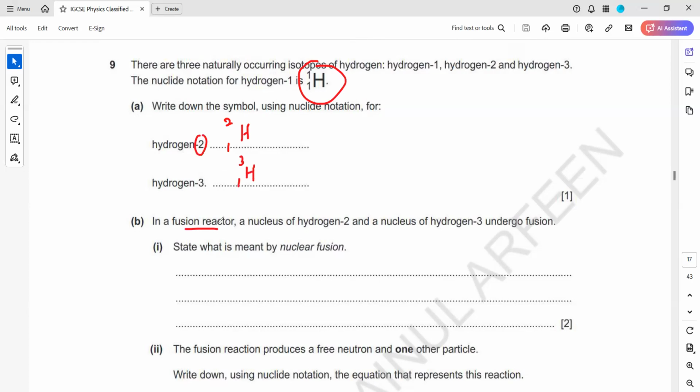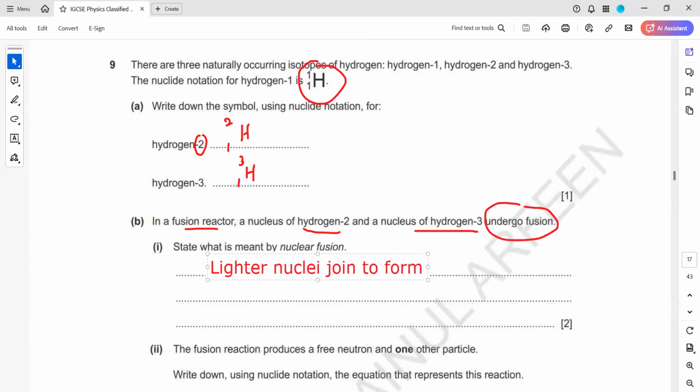In a fusion reactor, a nucleus of hydrogen 2 and a nucleus of hydrogen 3 undergo fusion. What is meant by nuclear fusion? Lighter nuclei join and release energy. You can say that, but learn the standard definitions. So smaller or lighter nuclei join to form a heavier one and release energy.